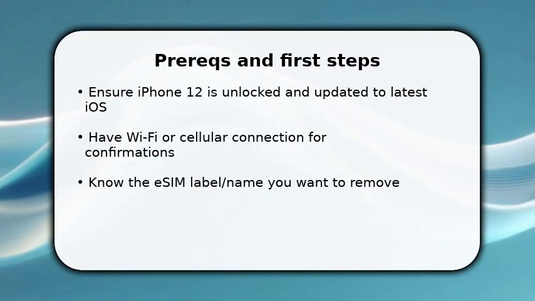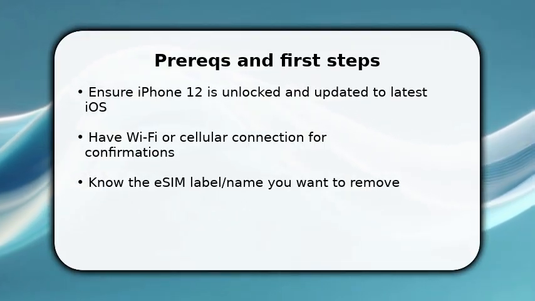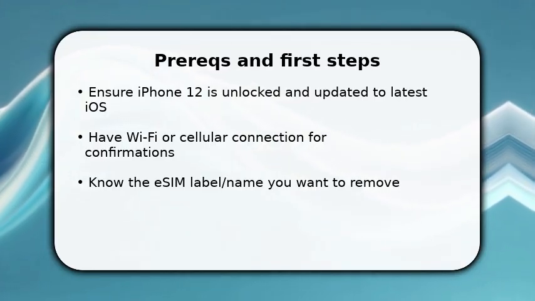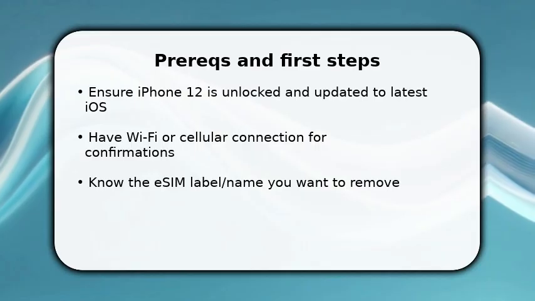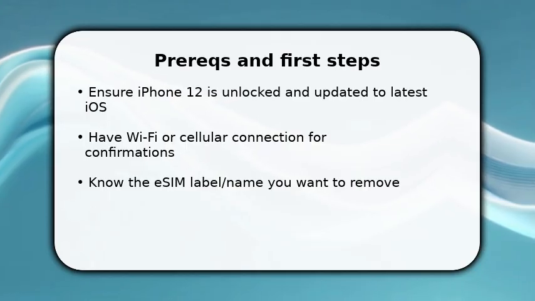You start now, open Settings and tap Cellular. You need to confirm the active eSIM label so you remove the right line. Once there, scan the list for the eSIM profile name. Make sure you can identify the physical SIM versus eSIM by label and data usage.